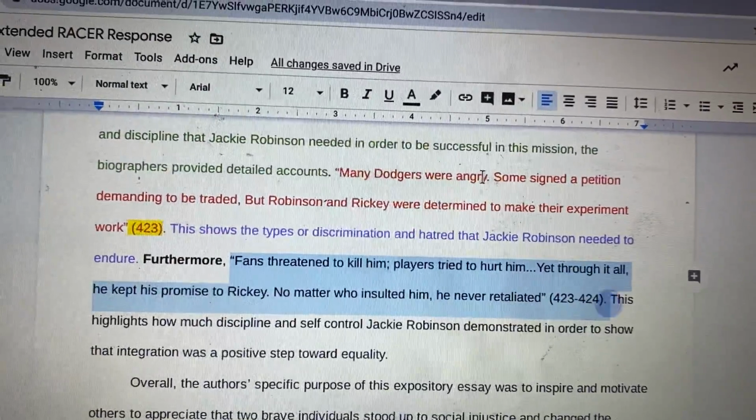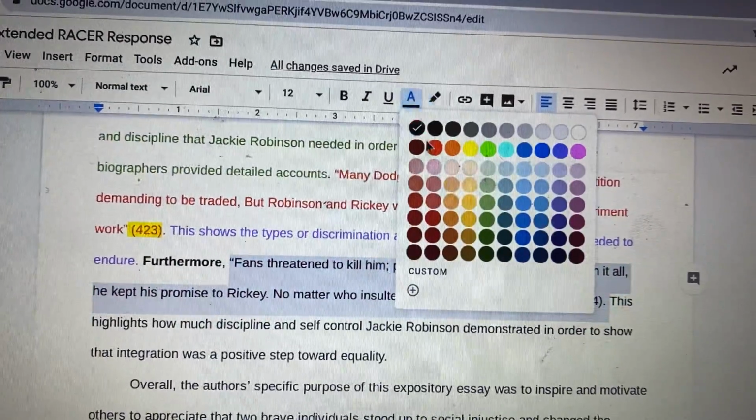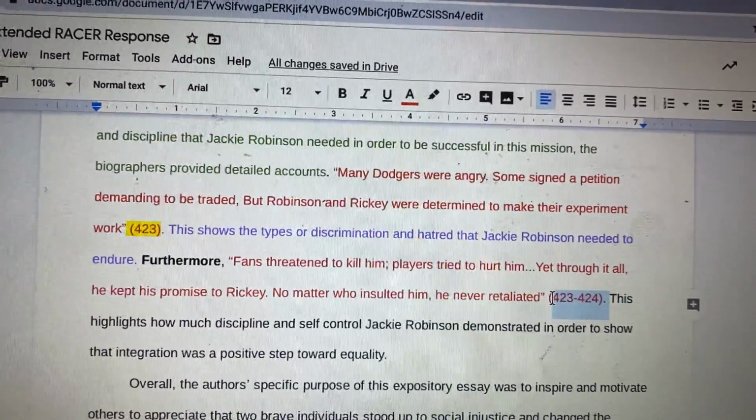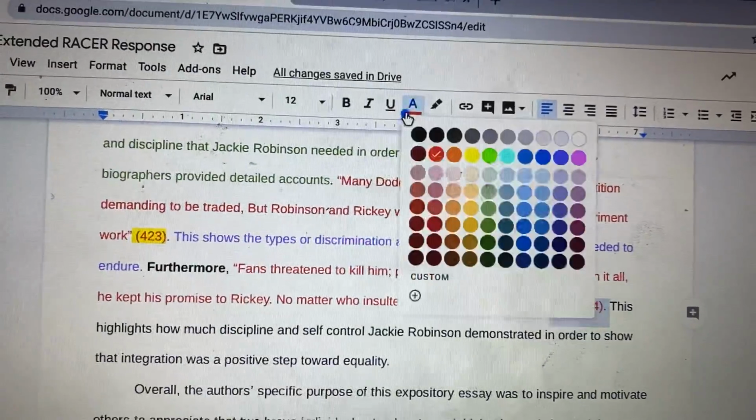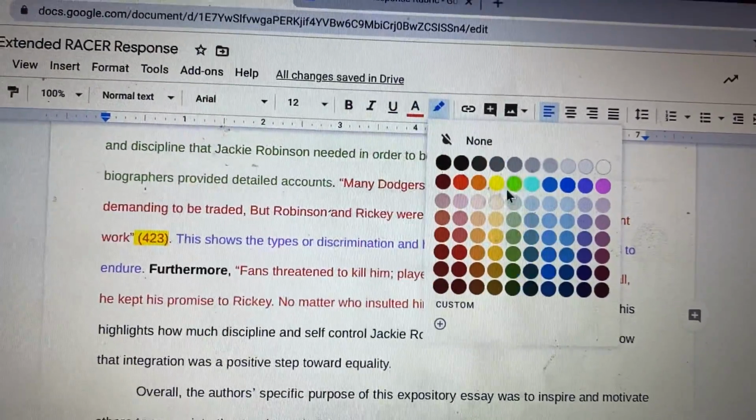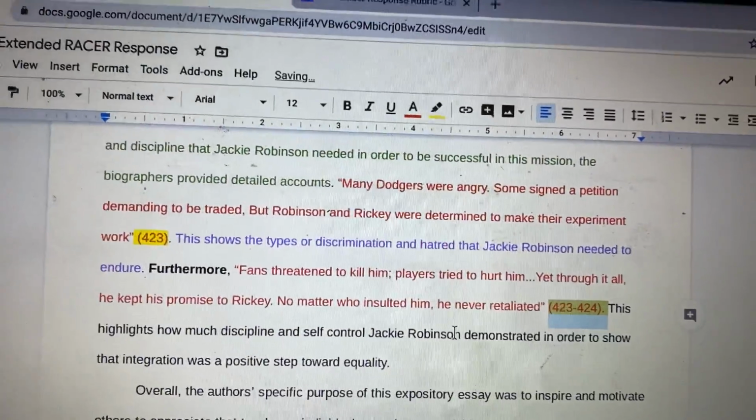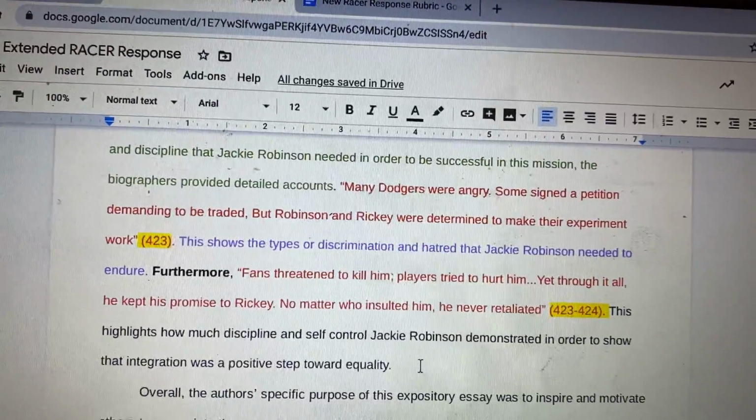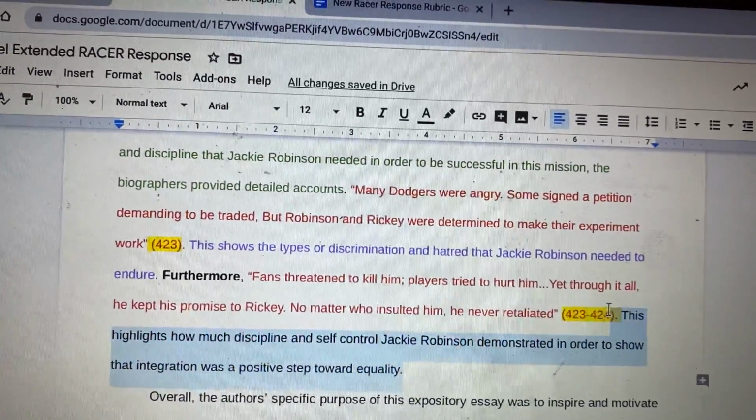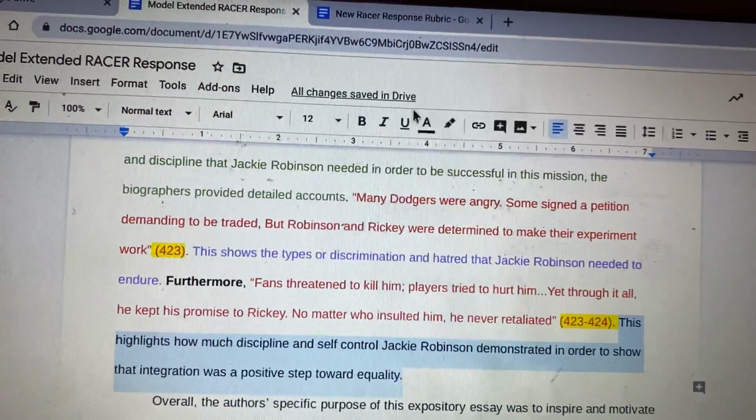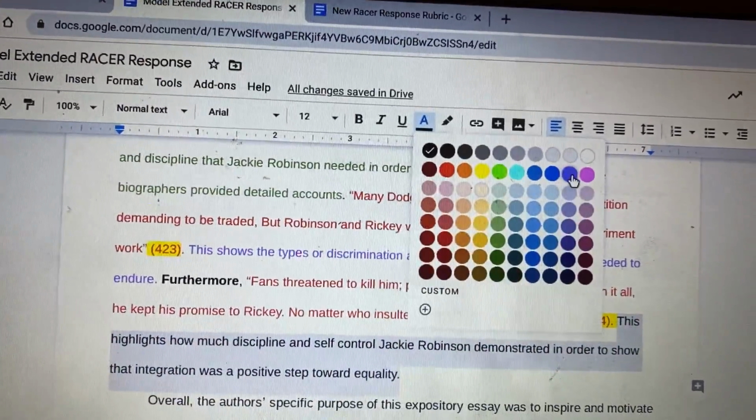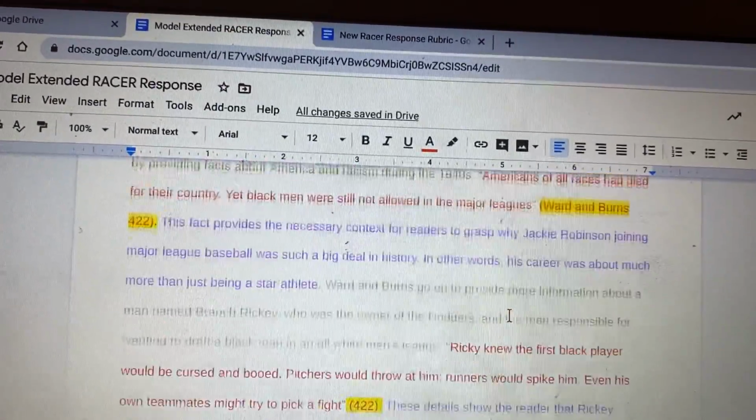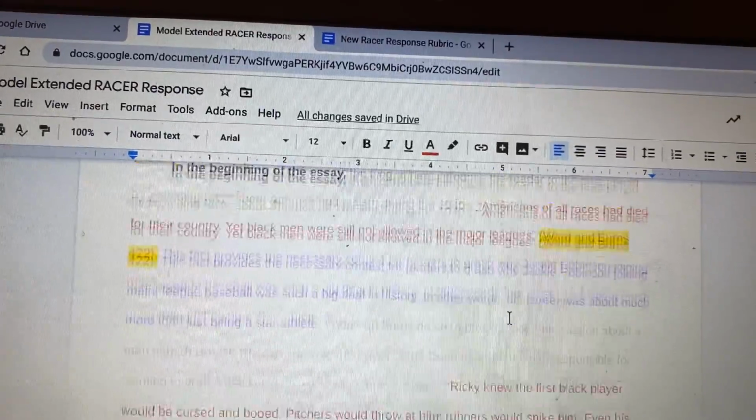Okay, so evidence is going to be red. And this started on page 423 and went to page 424. This highlights how much discipline and self-control Jackie Robinson demonstrated in order to show that integration was a positive step towards equality. And there's the rest of my explanation. So by the time I'm done, I was able to color code all of this information.